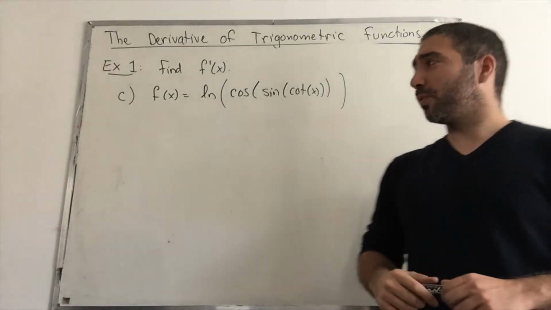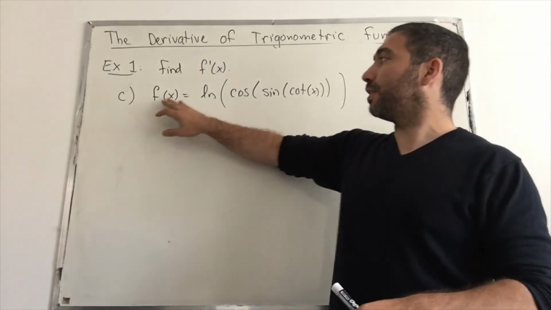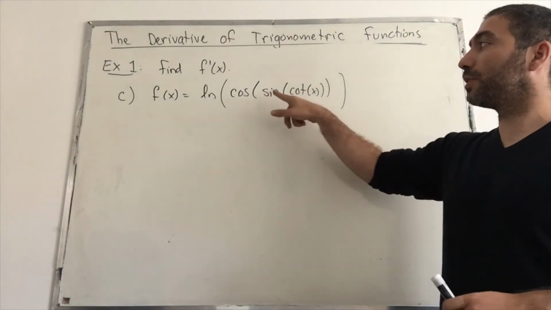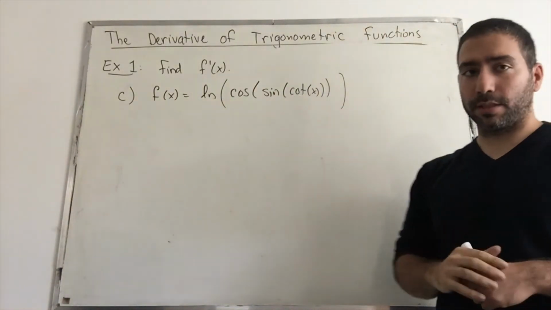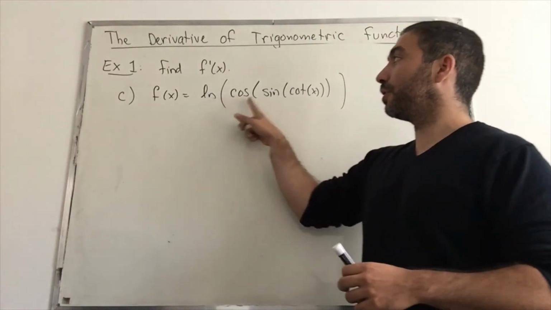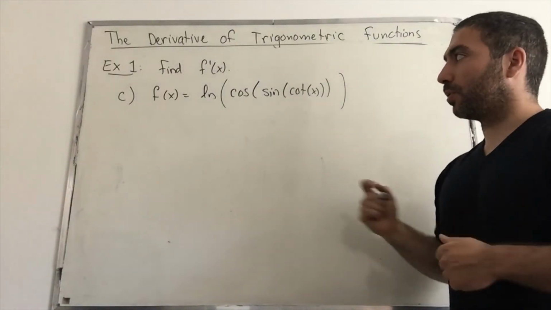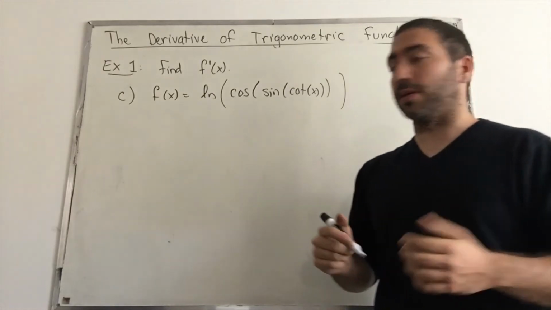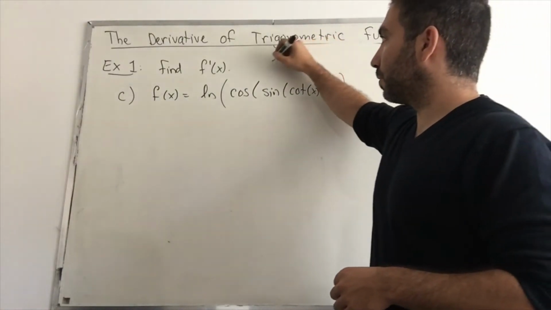Okay, so in this example over here, we have f of x equals ln of cos of sine of cotangent of x. So this is not a multiplication, this is a composition. So since we have compositions of functions, we're applying chain rule.